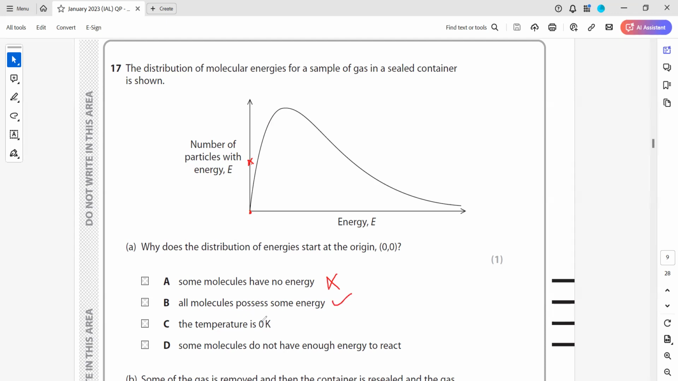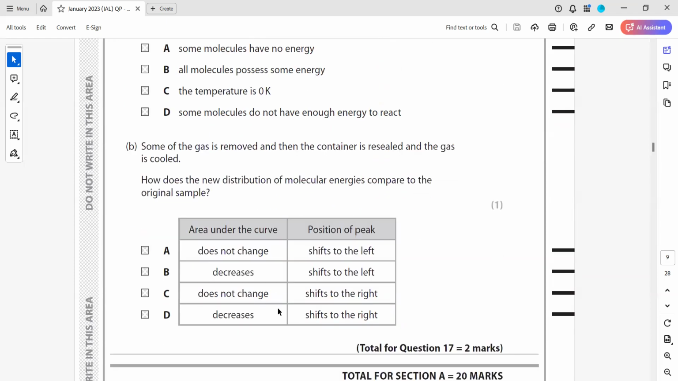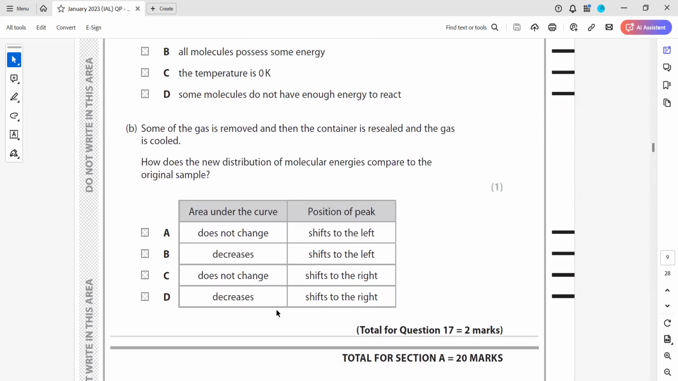The temperature is 0 Kelvin, that does not give any indication. If it was 0 Kelvin, then the kinetic energy should be zero for these molecules. Some molecules do not have energy to react, that is about activation energy. Those which are before, they don't react. But why does the distribution start at the zero origin? It shows that all molecules have energy. There is no molecule with zero energy. Otherwise, if there was a molecule at zero energy, it would start from the y-axis.